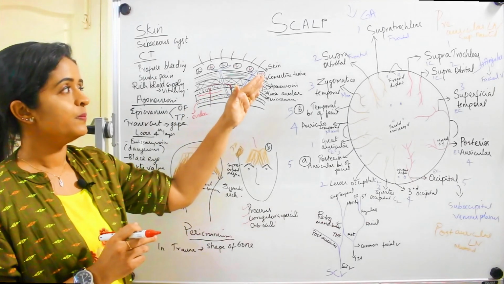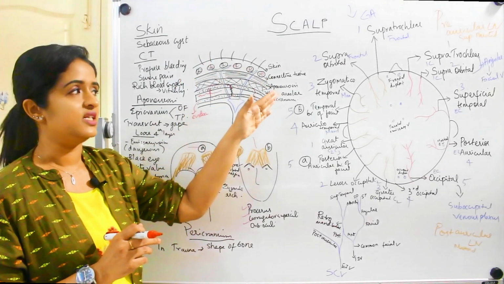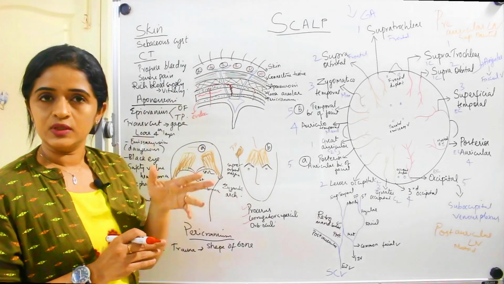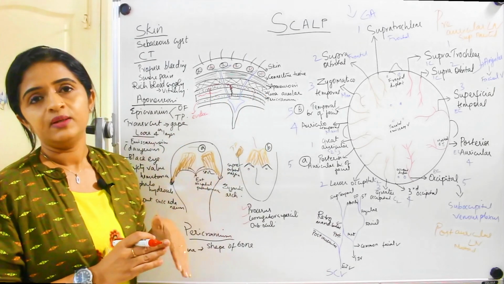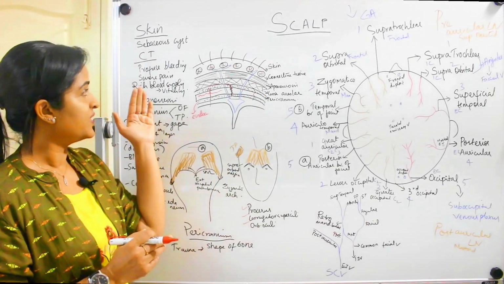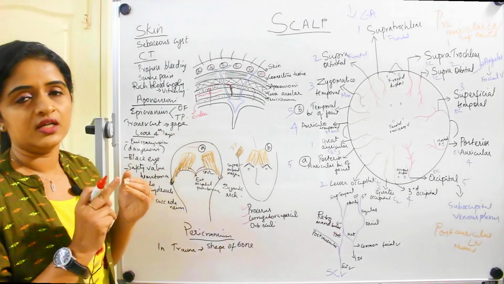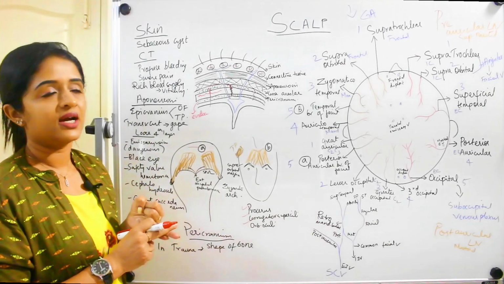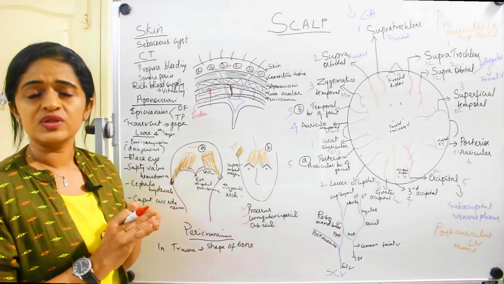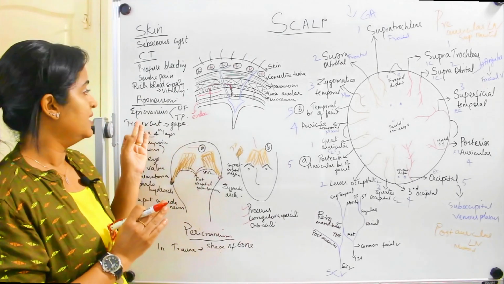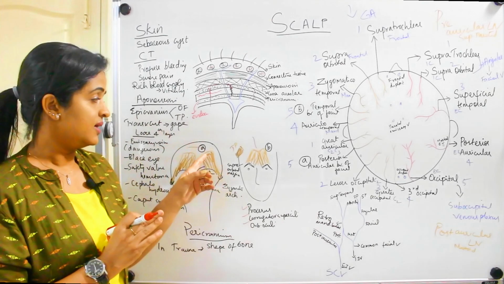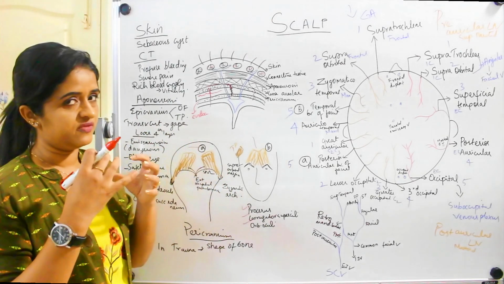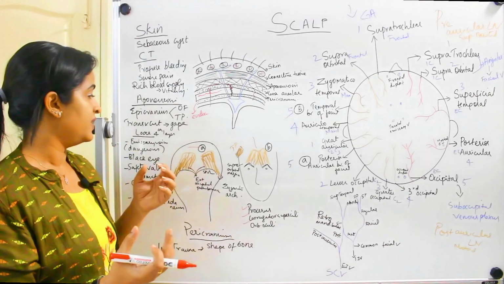Once again, skin. The next one is dense connective tissue, then you have the galea aponeurotica, the aponeurotic layer, then you have the loose areolar tissue, and you have the pericranium. And some of the clinical aspects we discussed: why you get profuse bleeding, why you get severe pain if there is a swelling in the scalp, then what is the use of having a rich blood supply. Then we mentioned about the cut in the aponeurotic layer. If there is a transverse cut, there will be gaping because of the pull of the occipital and frontal bellies.